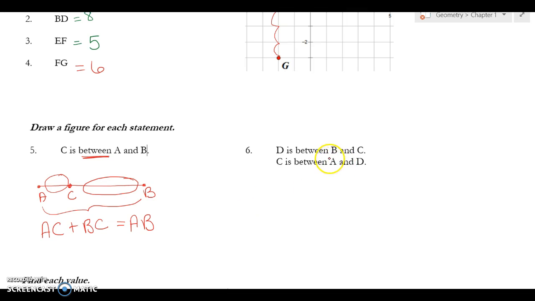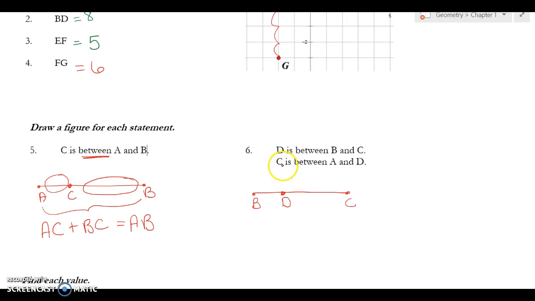All right, let's look at the next one. This next one says D is between B and C. So I'm going to start off by drawing B and C, and then it says D is somewhere in between. Again, I don't put anything in the middle unless I know it's in the middle.